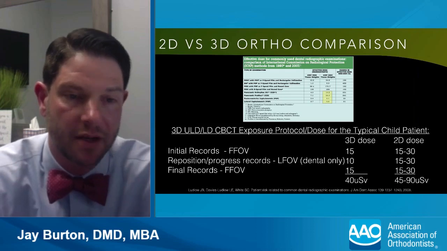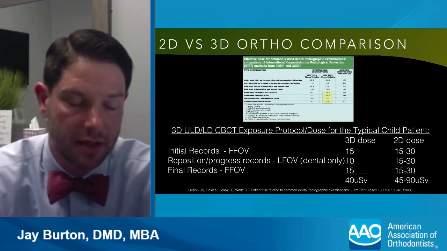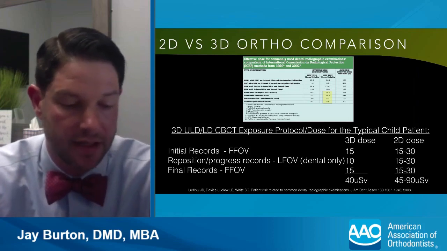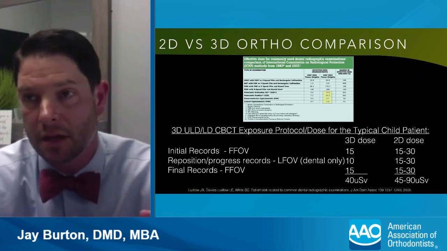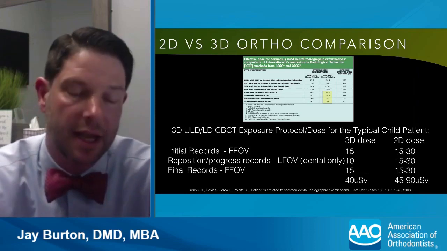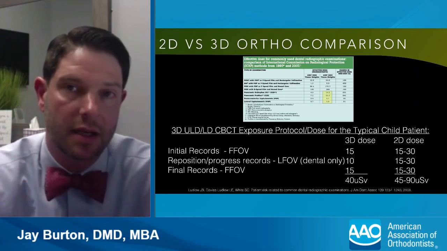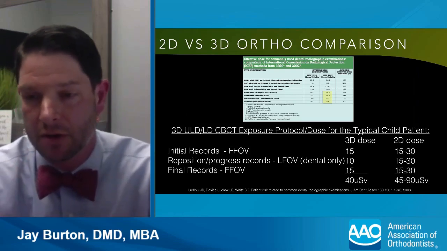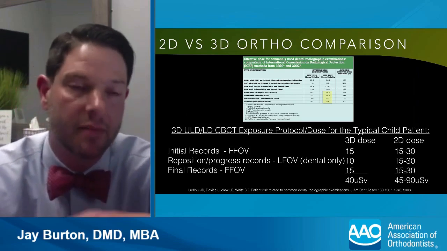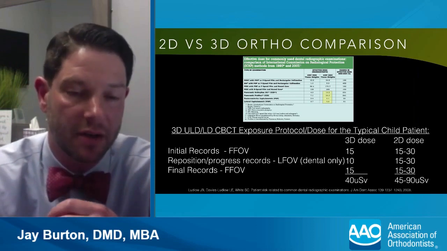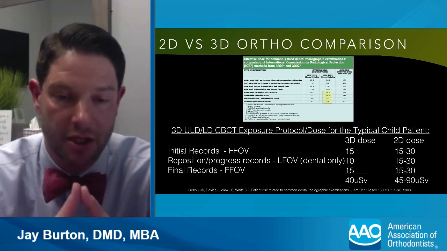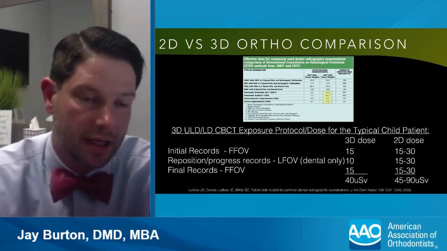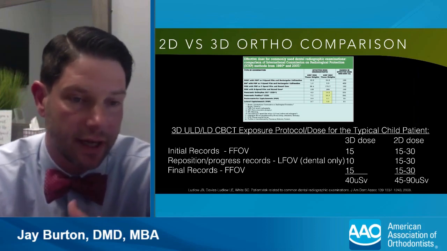For my initial records, I can derive all of the images that I want: pan, ceph, PA ceph, submental vertex, images just looking at the canine, or looking at alveolar boundaries, or a fully rendered skull, or basically any image I want to create from this volume. I'm not having to re-image the patient and re-expose them to additional radiation to get the information I need to properly diagnose and treatment plan the case.